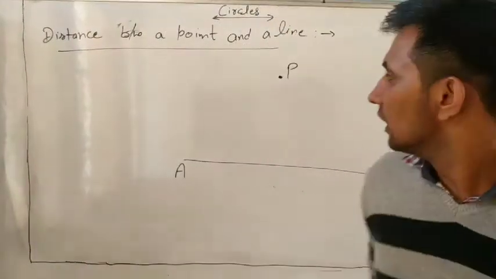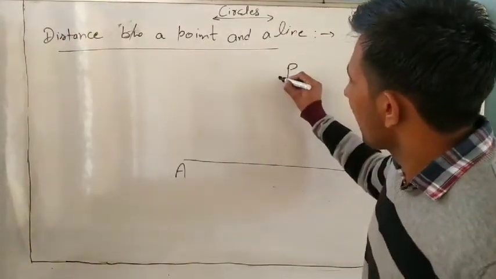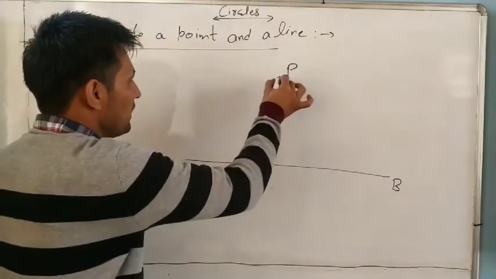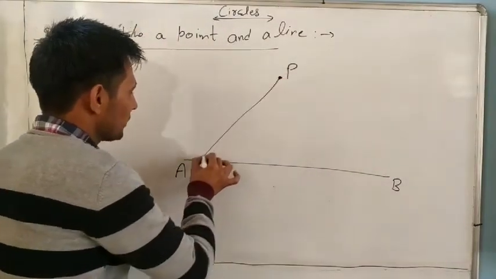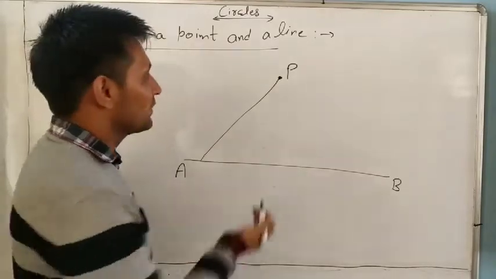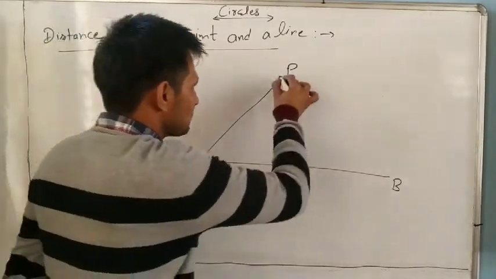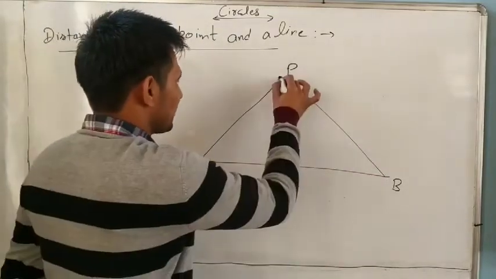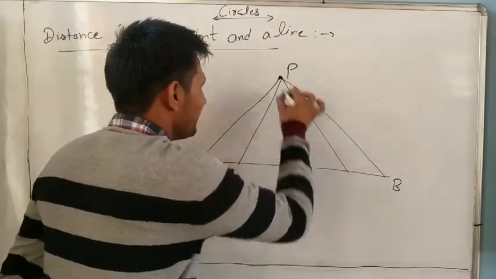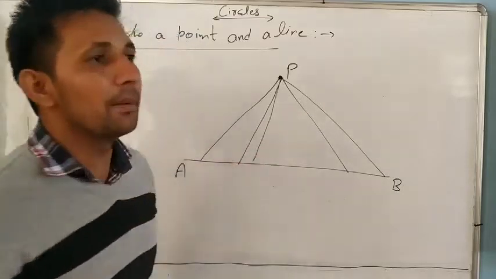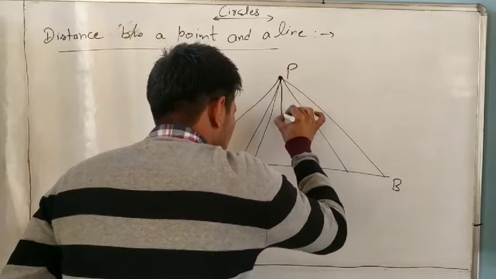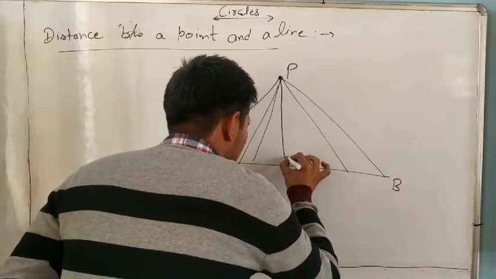Suppose you are standing here and you want to go to the line AB. Some students will choose this path. You can reach the line AB from this path also. Some students use this path. There are many paths to reach AB. But some students reach the line AB like this: perpendicular.